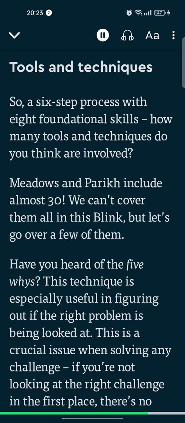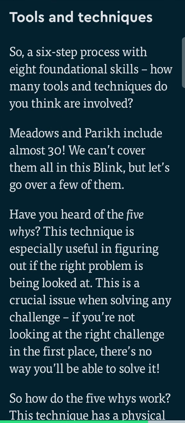Tools and Techniques. So, a 6-step process with 8 foundational skills, how many tools and techniques do you think are involved? Meadows and Parikh include almost 30. We can't cover them all in this blink, but let's go over a few of them.